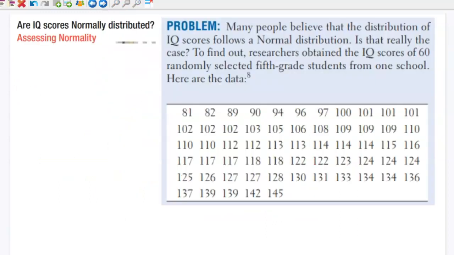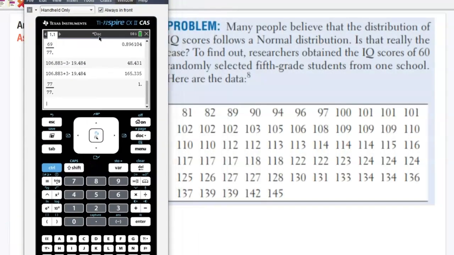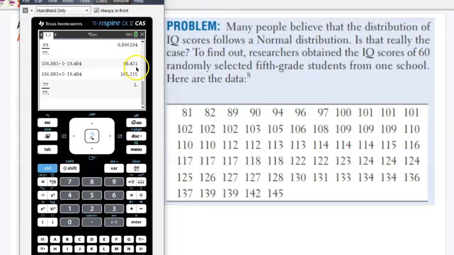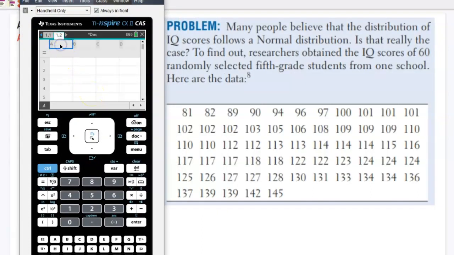So let's try this. Are these IQ scores normally distributed? This is a bunch of real IQ scores from 60 randomly selected 5th graders. Let's just see what this data looks like. We need to type this in our calculator. So you're going to get your calculator out, go to the Home key, go to Lists and Spreadsheets. In the top, maybe type IQ. I like 2 letters or more when I do a list. And then just start typing 81, 82, and you type all this data in.